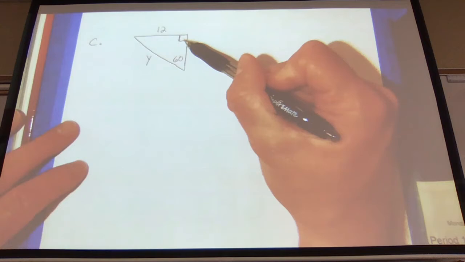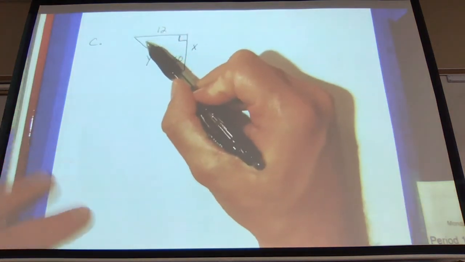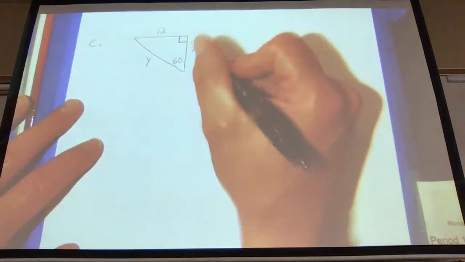Now, this one, they gave you the 90, they gave you the 60. That means this one's going to be 30 up here, even though they don't mark it. You got a 30, 60, 90 triangle. I'm going to mark the parts of our triangle.